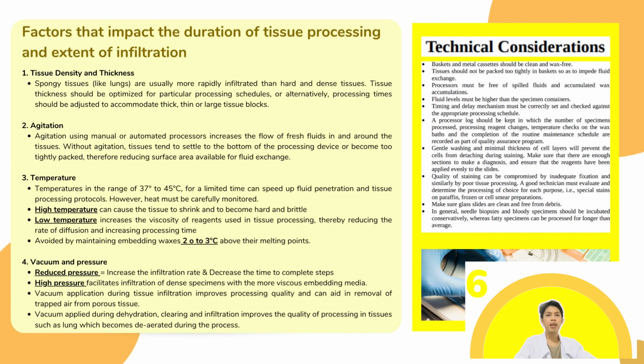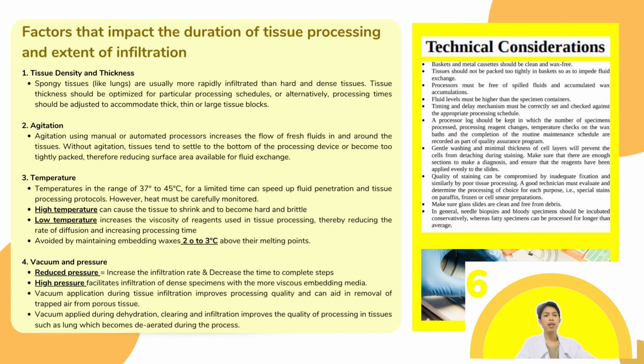Third is temperature. Temperatures in the range of 37 degrees to 45 degrees Celsius for a limited time can speed up fluid penetration and tissue processing protocols. However, heat must be carefully monitored. High temperature can cause the tissue to shrink and become too hard and brittle. Low temperature, on the other hand, increases the viscosity of reagents used in tissue processing, thereby reducing the rate of diffusion and increasing processing time. This can be avoided by maintaining embedding waxes at 2 to 3 degrees Celsius above their melting points.